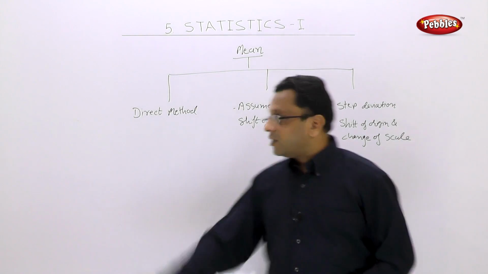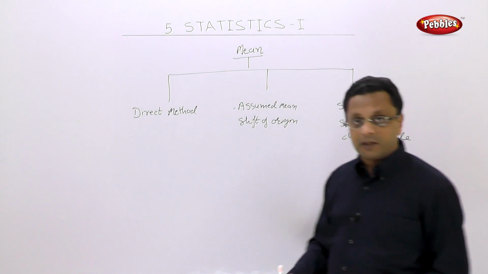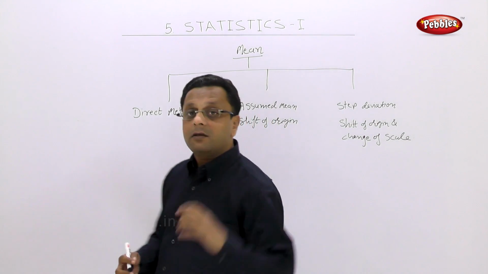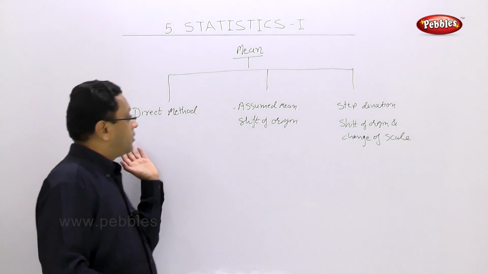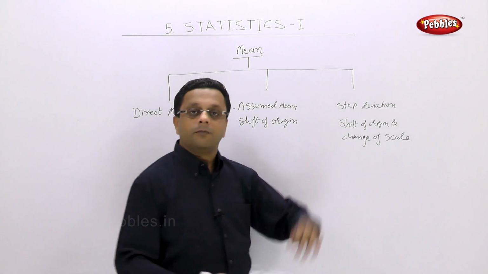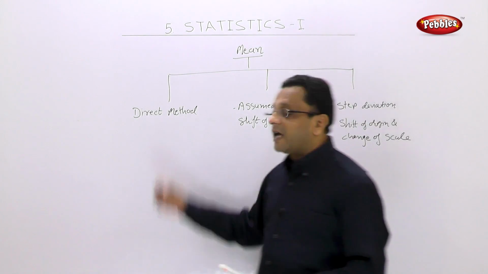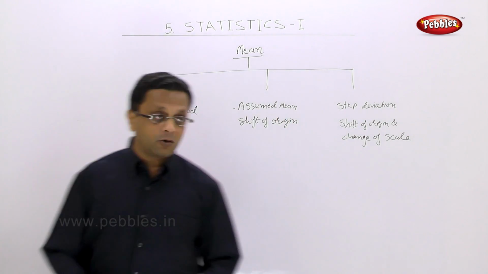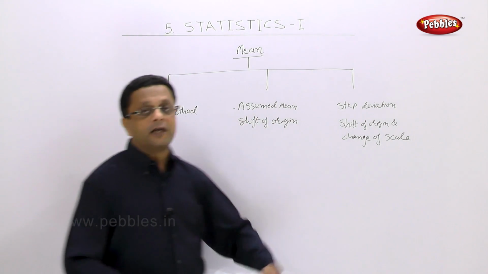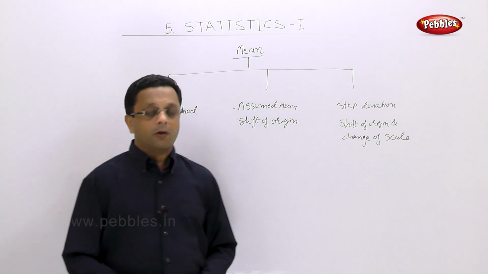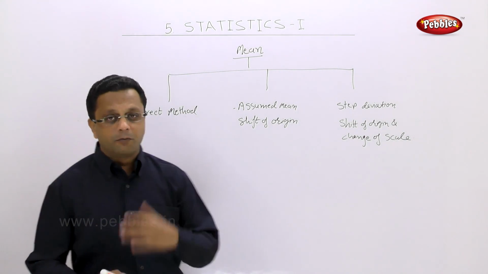That means all these 3 methods are not different methods, but just modifications of the previous method. Okay, so let us see the direct method first, and then we can go to assume mean, and then we can go to the step deviation method. Okay, let us see first assume mean.